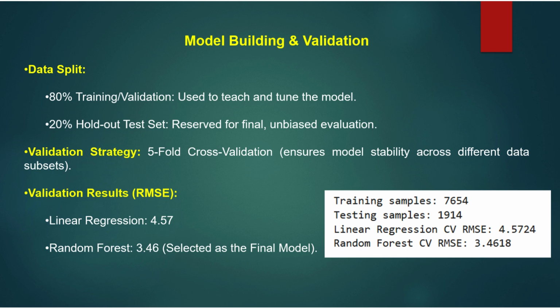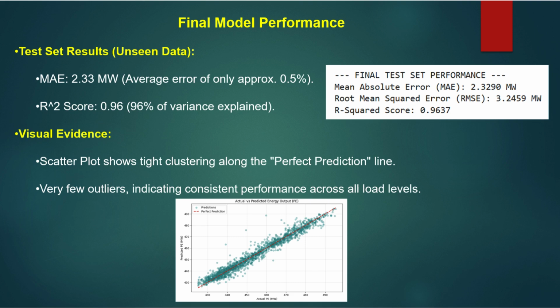During this validation phase, the linear regression model returned a root mean squared error of 4.57, while the random forest achieved a significantly better score of 3.46. Based on these validation results, I selected the random forest as my final model. Now, let's look at how the final model performed on the unseen test set.